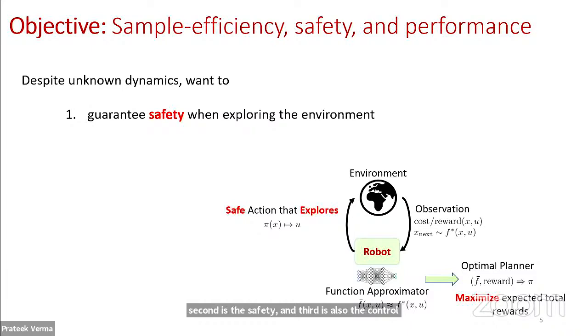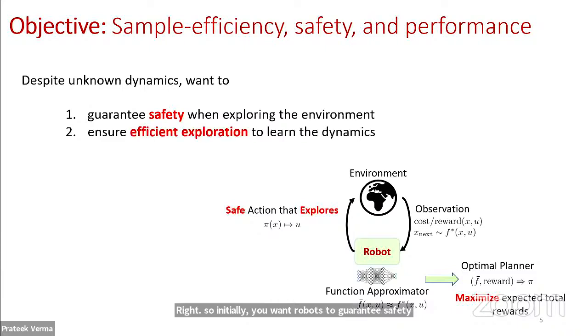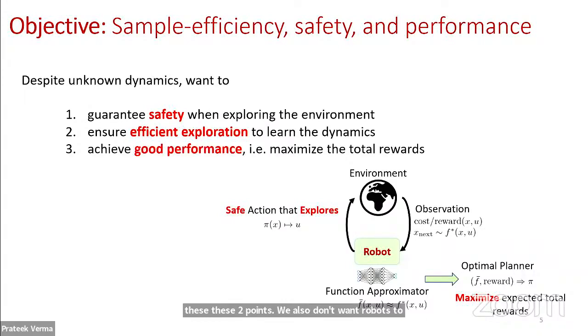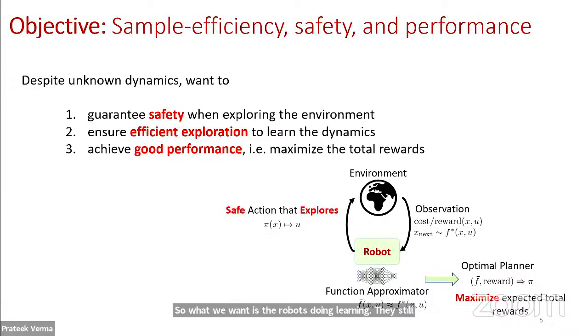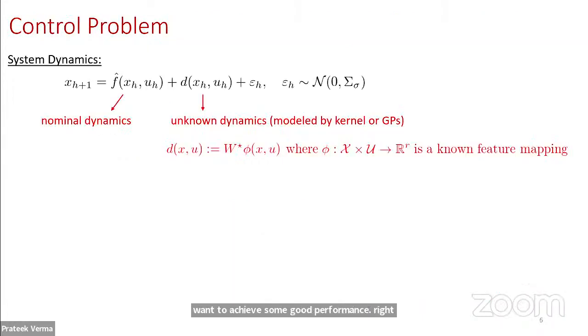So initially we want the robots to guarantee safety, not only when testing, but also when exploring the environment. And second, we want the robots to be efficient because the robot can just sit there and do nothing, but it will not help the robots learn anything new about the environment. And with these 2 points, we also don't want the robots to exhaustively search in the space just in order to learn its dynamics. So what we want is, while the robots are learning, they still achieve some good performance, right? So with this objective in mind, let's delve into a little bit of details about the specific question we're trying to solve.